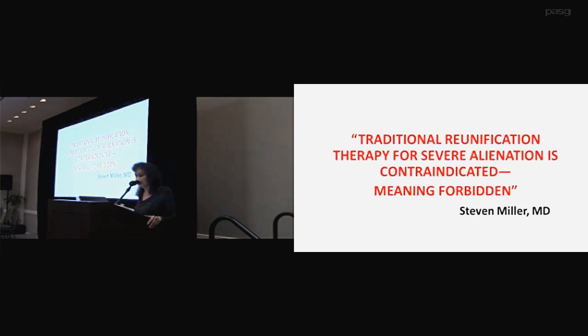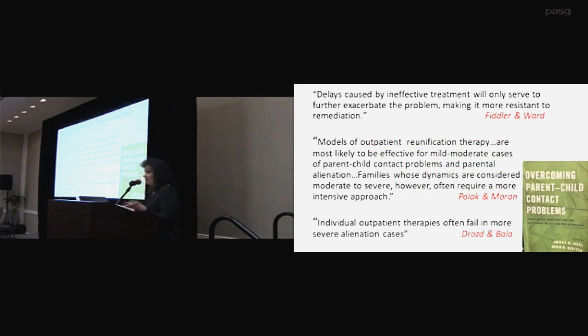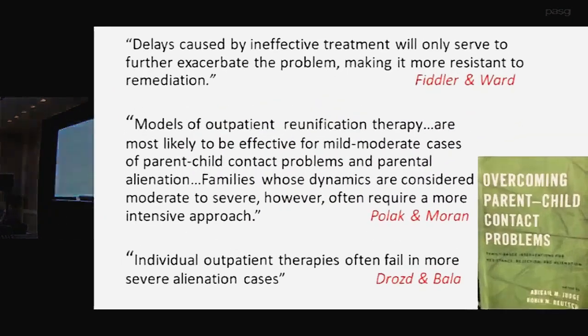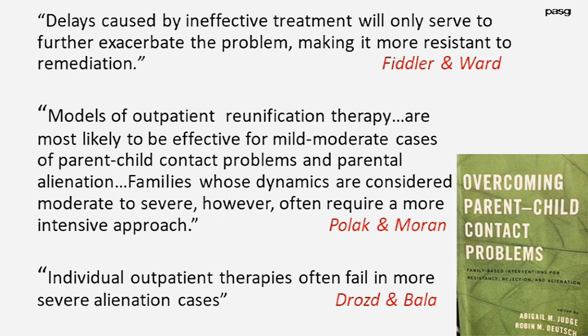Traditional reunification therapy is contraindicated for severe cases, and I think it's really contraindicated for most cases because they don't address the alienating behaviors. That's the thread that must be consistent in all therapy. These are some more of the quotes from the hybrid people who don't seem to connect the dots. They also talk about here that traditional therapies don't work.